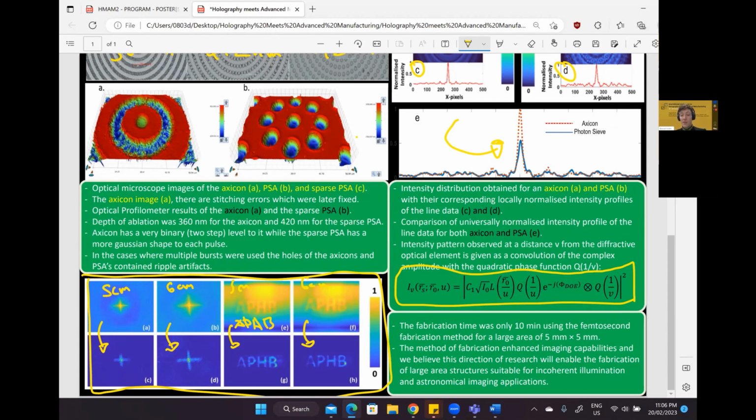All right, so let's wrap this up. The fabrication time was only 10 minutes using the femtosecond laser fabrication method, for a 5x5 millimeter area, meaning it can be easily upscaled to meters or larger in a matter of hours.